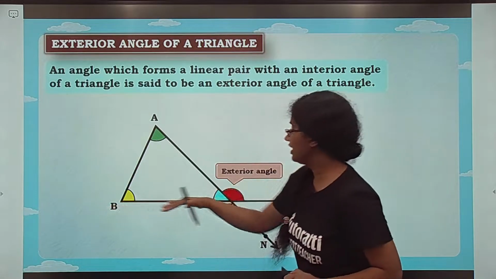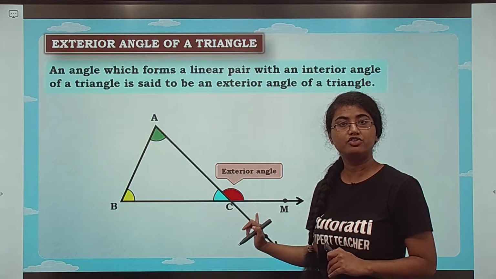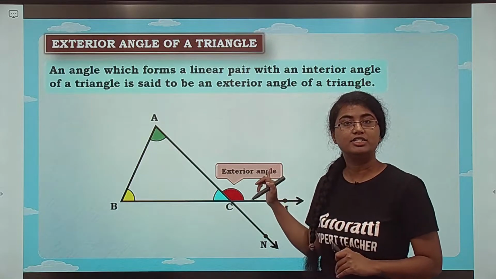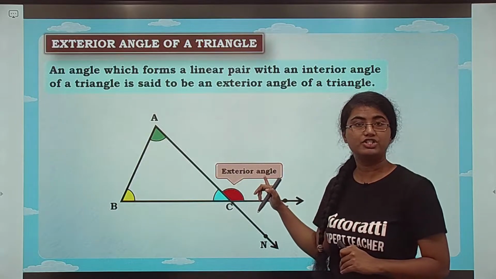Say for example, if I extend BC, there is another angle on the outside of the triangle. This is your exterior angle. So these are your interior angles and this is your exterior angle.